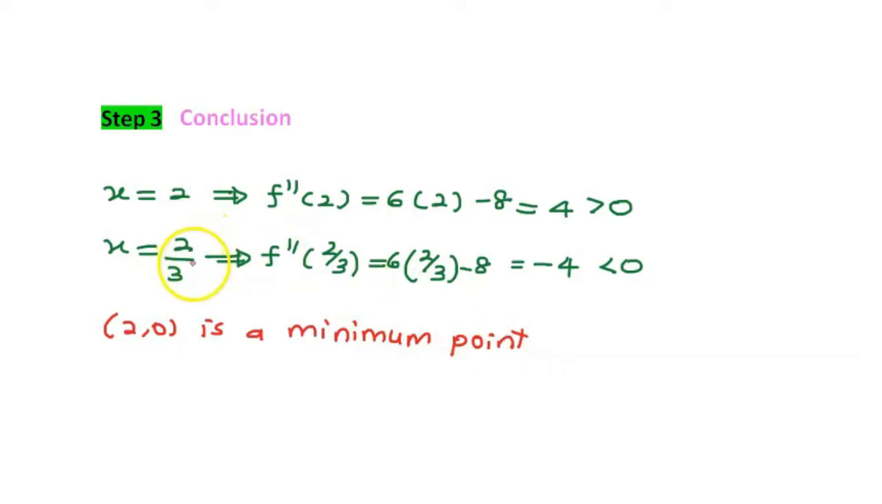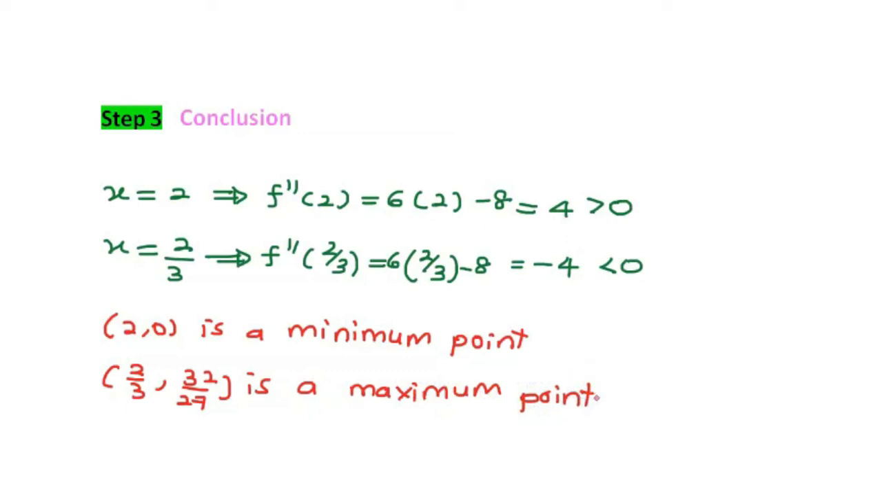And for the critical number x = 2/3, we observe that f''(2/3) is a negative number, which is less than 0. So when this value is negative, the coordinate involved with this critical number will be called a maximum point. Therefore, the coordinate (2/3, 32/27) is decided as a maximum point. So we have two local extrema here. One is a minimum point and the other one is a maximum point.